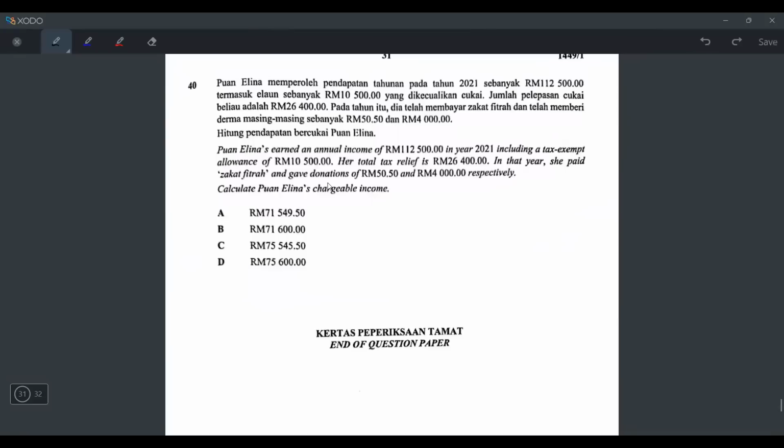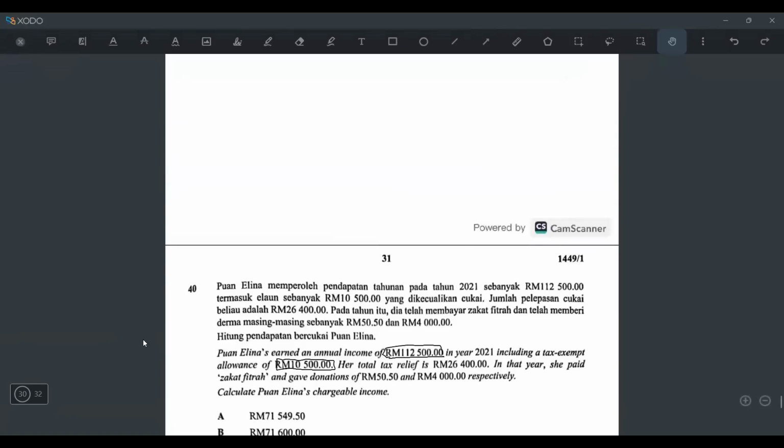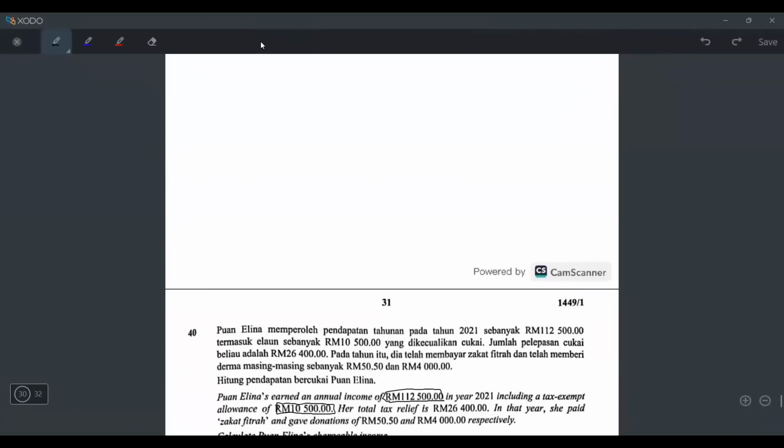Okay, finally, we are at the last question. So let's finish it. Puan Elina earns an annual income of, so this is the annual income, in the year 2021, including a tax exemption allowance. So I think this is talking about tax. If you talk about tax, you need to know the formula. So what is the formula for tax?